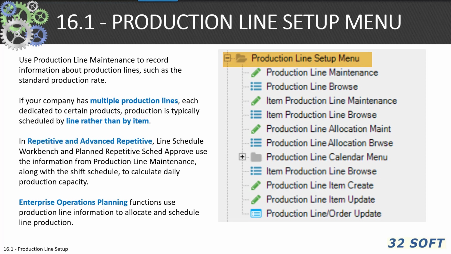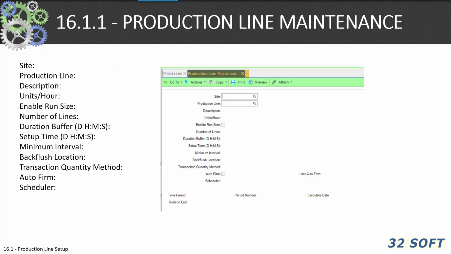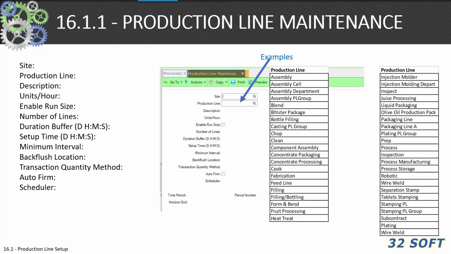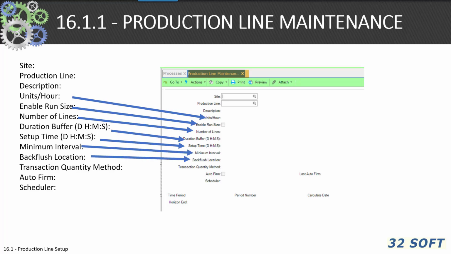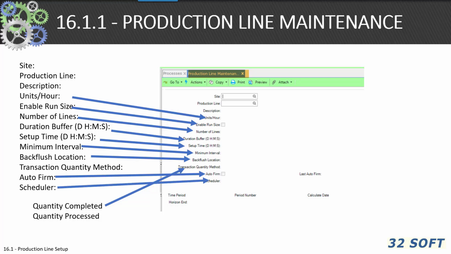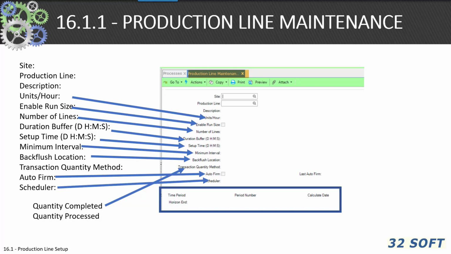This is used extensively in repetitive, and we talked about it a couple of months ago in terms of operations planning. In 16.1 production line maintenance, you can create any number of different kinds of production lines, and then there are a whole new set of parameters: units per hour, enable run size, lines, buffers, setup time, minimum values. There's the backflush location for this product line. There's the transaction quantity method you can use. You can firm, you can name a scheduler for it, and then some time horizons.